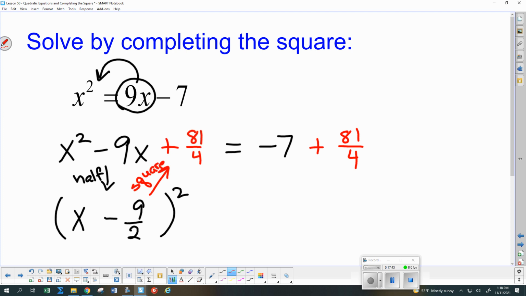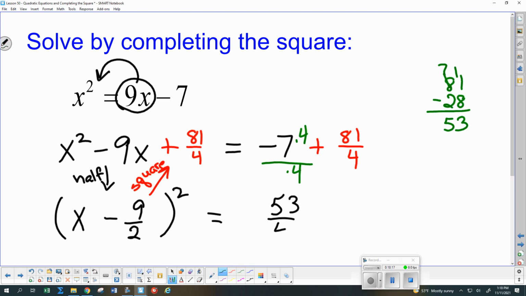So we have the left written as parentheses squared. Now we need to simplify the right, which means we need a common denominator. So be careful with your arithmetic when you're doing these. You need a common denominator of 4. So we need to multiply by 4 over 4. So I have negative 28/4 plus 81/4. That gives me 53/4. Did I do that right? So this equals 53 over 4.